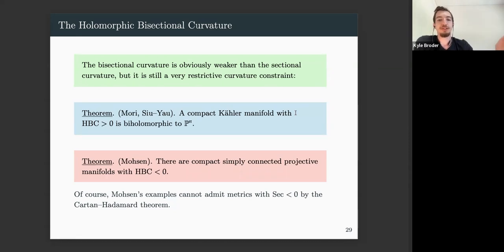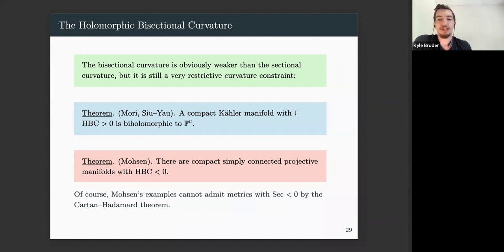The idea is to actually use this curvature constraint to show that the Kodaira embedding is actually a biholomorphism. So it's an extremely constraining curvature condition if you assume a sign on the bisectional curvature. On the other hand, it's weaker than the sectional curvature, as illustrated by this example of Mok, which is very recent, 2018, this paper came out, where he produced an example of a compact, simply connected projective manifold with negative bisectional curvature.